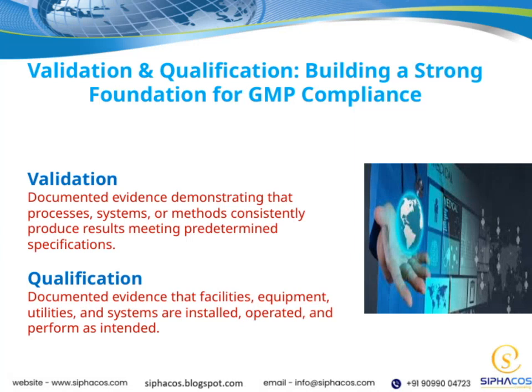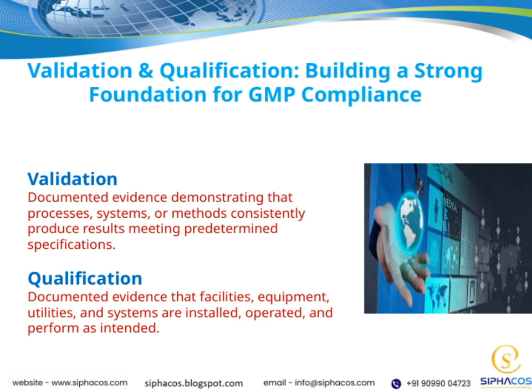This is all about having documented evidence that shows our processes, systems, or methods are consistently producing results that meet the predetermined specifications. In other words, it's about proving that what we do reliably delivers the expected quality every time. Validation is critical because it gives us confidence that our processes are under control and capable of producing consistent quality products. Now, moving on to qualification.